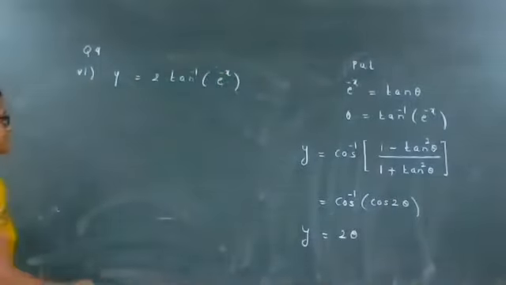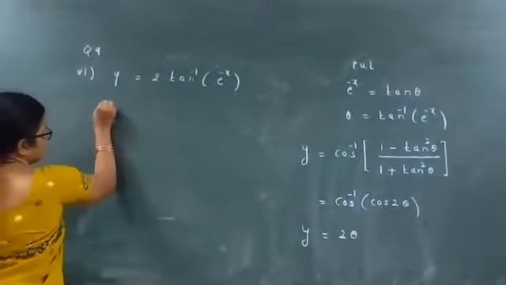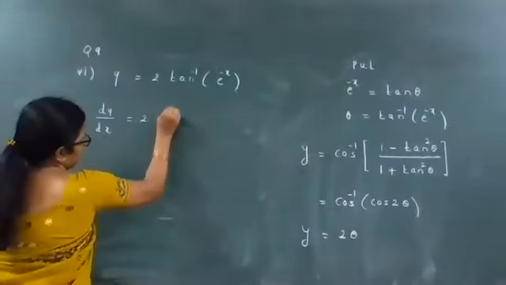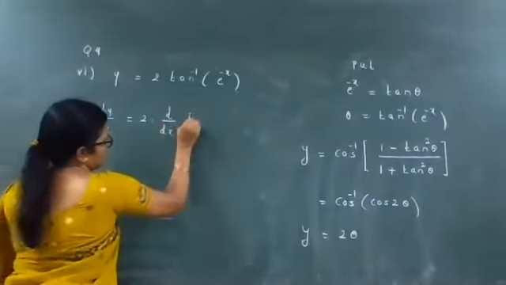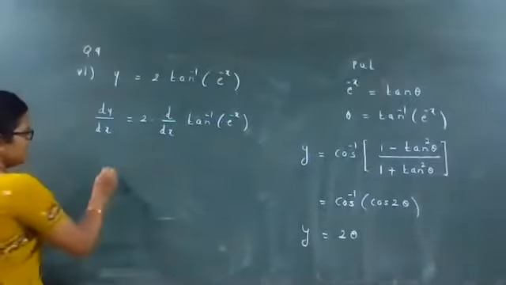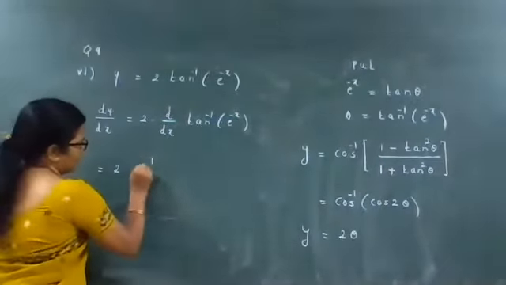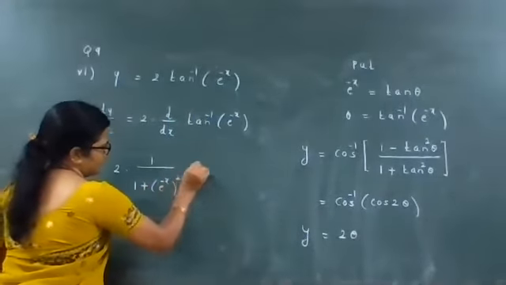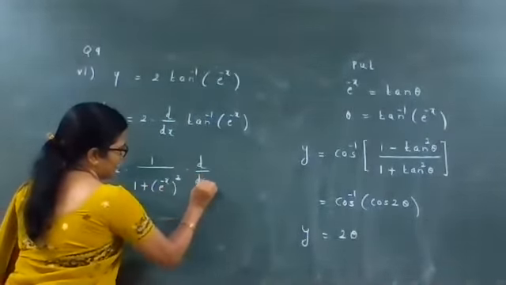Differentiate. Two constant. It is tan inverse u, not tan inverse x. 1 upon 1 plus u square into d by dx of u.